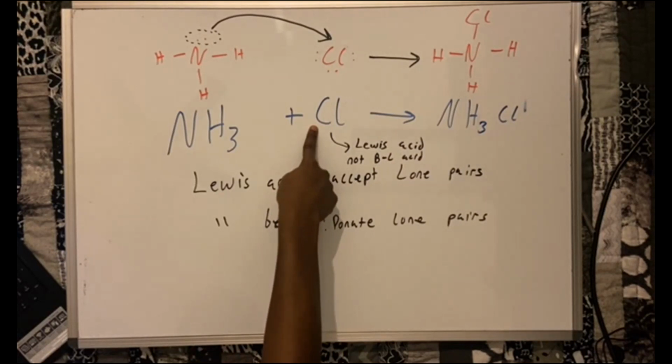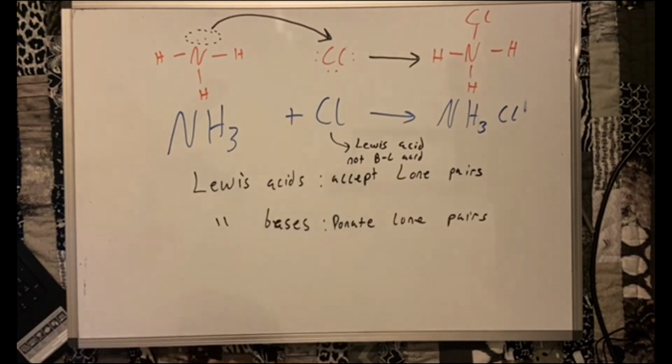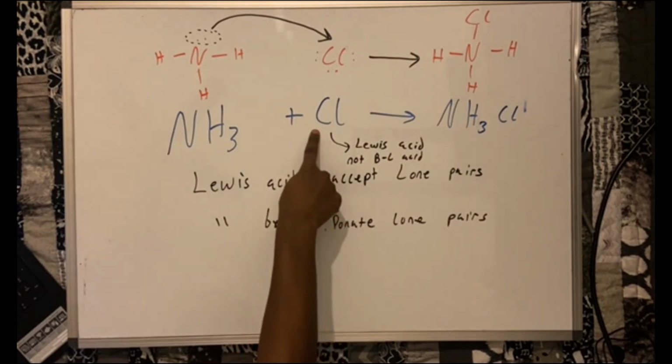So a big thing you can notice is that what Lewis allows you to have is acids without H's on them. That's the main difference between Lewis acids and Bronsted-Lowry acids: Lewis acids have the potential to not have an H bonded to them.